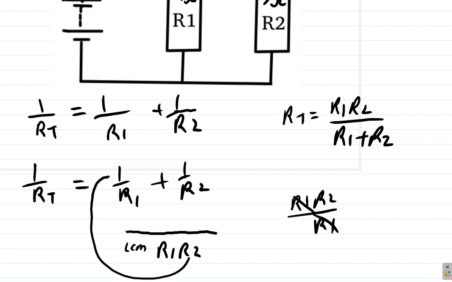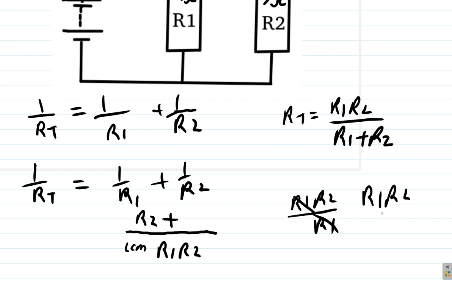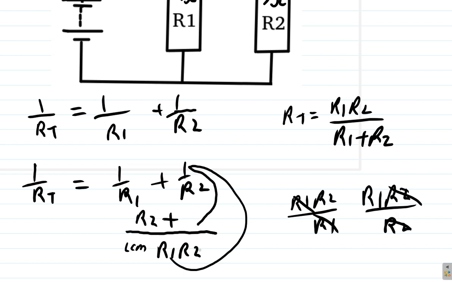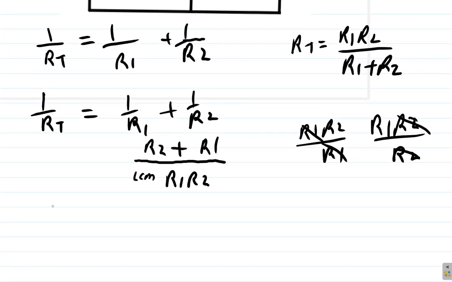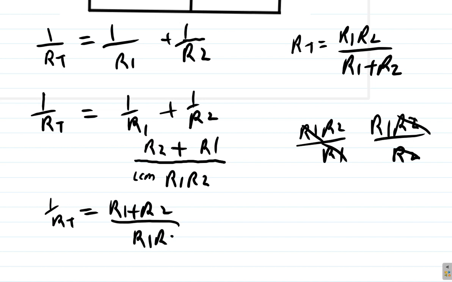R2 multiplied by the 1 here is just R2. Plus, R1 R2 divided by R2, the R2s cancel, leaving R1. Then R1 times 1 is R1. Now we are saying that 1 over RT is equal to R1 plus R2, I just switched these around, R1 plus R2 divided by R1 R2.